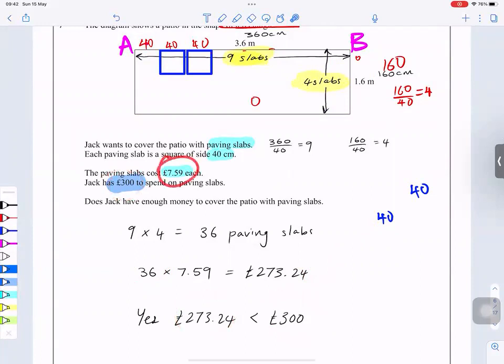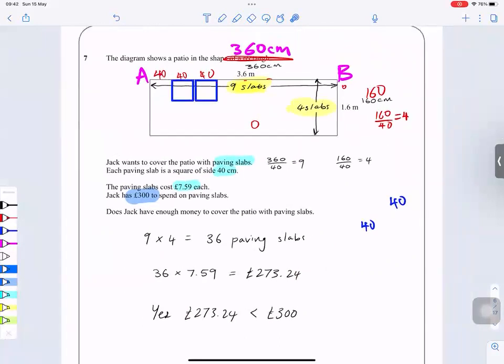And these are cheap tiles. They're very cheap tiles. Expensive tiles are not £7.59. So that's how you do that type of question.